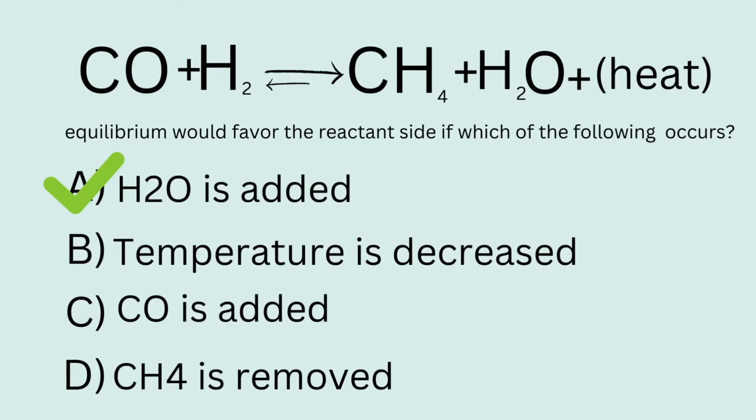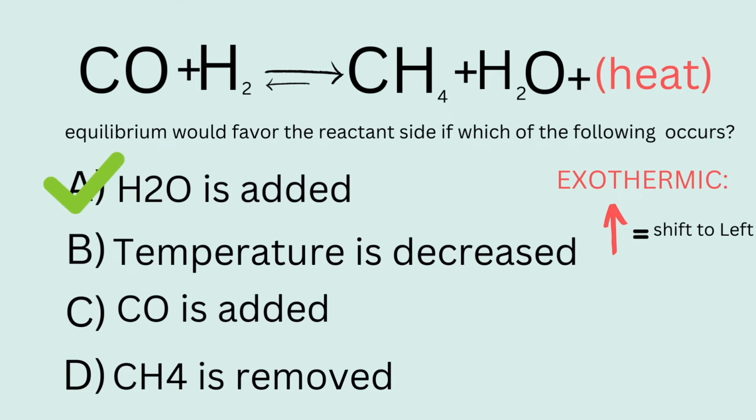B, if we decrease the temperature, well, we know this is an exothermic reaction, right? Because we see the heat on the product side. So remember our rules for exothermic reactions. If we increase the heat, it will shift to the left. If we decrease the heat, it will shift to the right. So here, temperature is decreased on an exothermic reaction, so the shift will be towards the products. That makes B wrong.